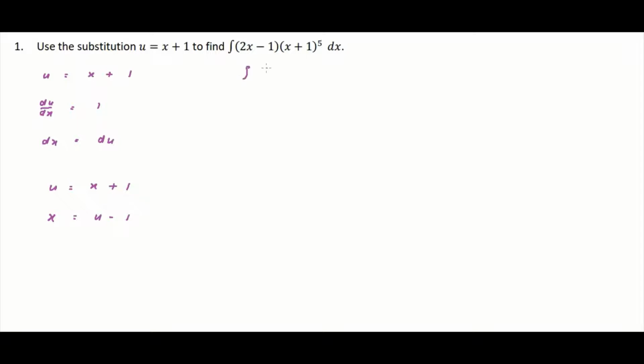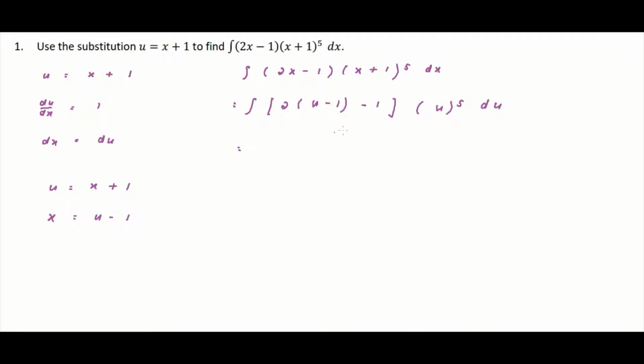So my integration for 2x minus 1, x plus 1 to the power 5 dx. Okay, so now I try to substitute everything here. So 2, then I have 2x minus 1, which my x is just u minus 1. Okay, then minus 1. All right, I just substitute the x here. Then after that, x plus 1 is u, right? To the power of 5. Then what is my dx? Dx is du. So you can see I get a completely new integral in terms of u now.